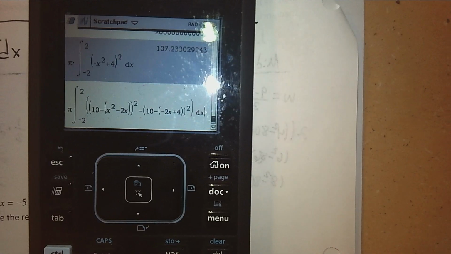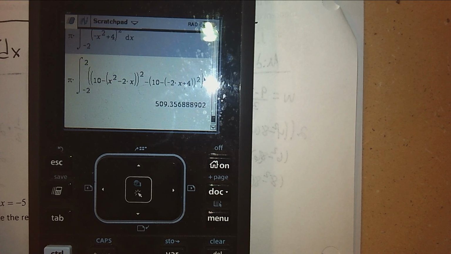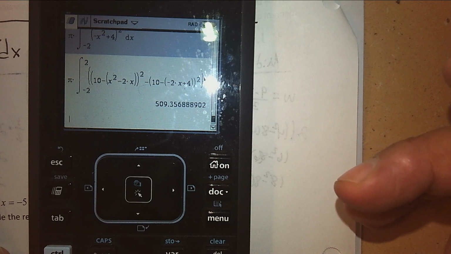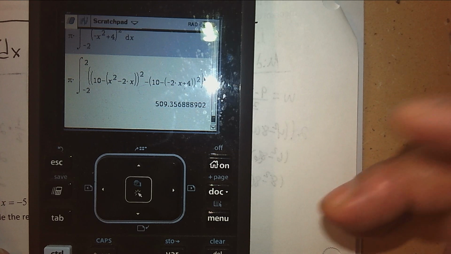So typing using your calculator, you need to be aware of the detail of the parentheses to be able to type it in correctly. If you want it to be easier to type in, you would simplify it first to get the big radius and the small radius. All right, what's the volume now? It's 509.357.